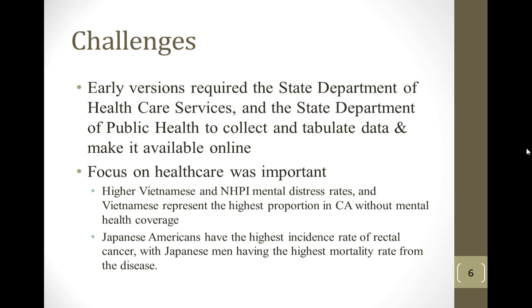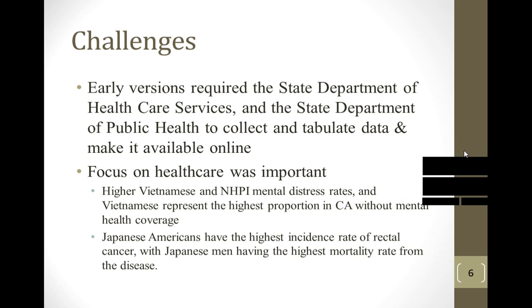In the area of mental health, for example, we found that Vietnamese, Native Hawaiians, and Pacific Islanders experience mental distress at higher rates than other groups. And yet the Vietnamese population in California are the highest insured Californians who are without mental health coverage. Additionally, as we've seen, our community is affected by colorectal cancer, relatively low in comparison to other groups, but looking at a comparison within our community, it becomes clear that certain groups have the highest rate of this type of cancer.